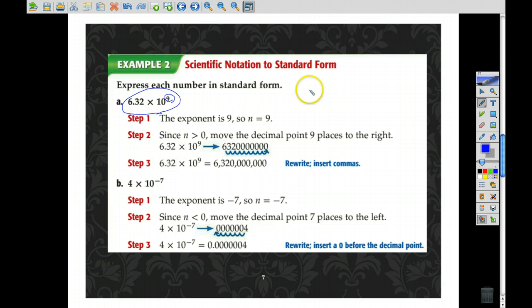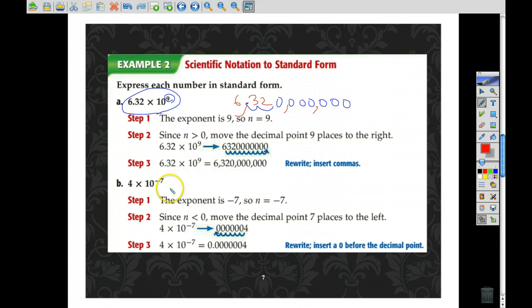So I usually like to just, if you can, 6.32. I'm going to just count 9 spaces. So 1, 2, 3, 4, 5, 6, 7, 8, 9. Get rid of the decimal point. So it's 6, 3, 2, 0, 0, 0, 0, 0, 0, 0. And then if you can count the commas, every 3. So it's this large number here. So you can rewrite your answer in this form.